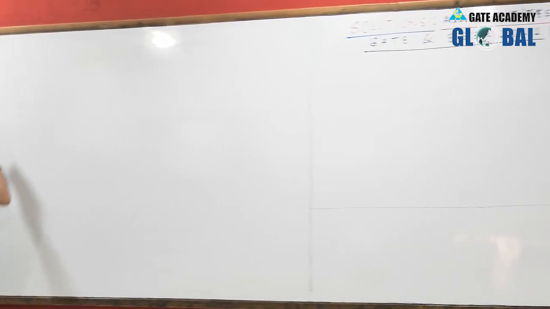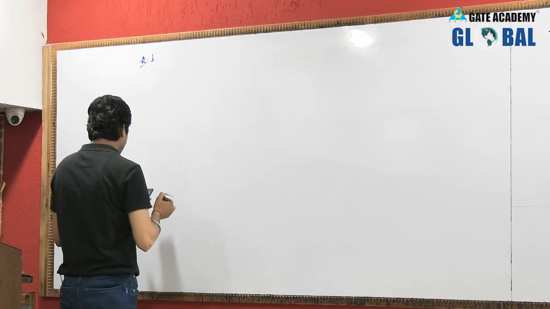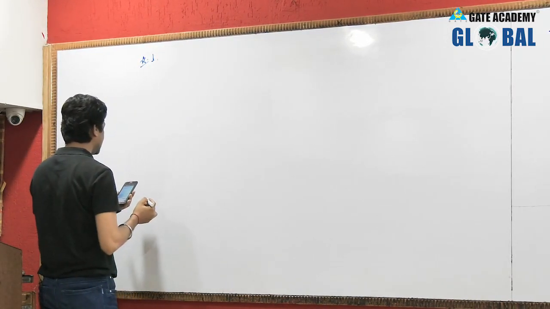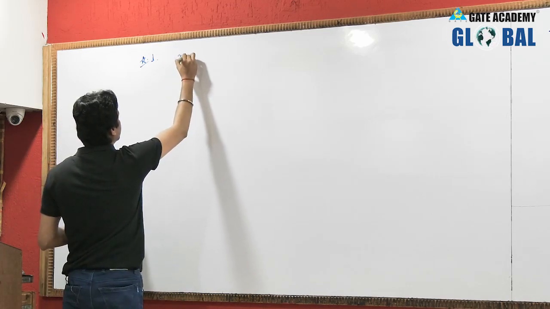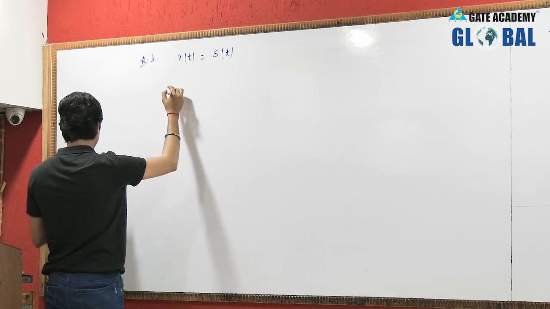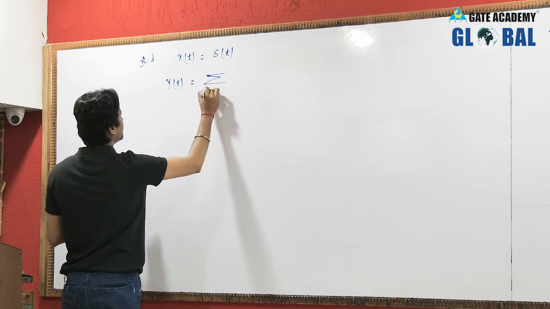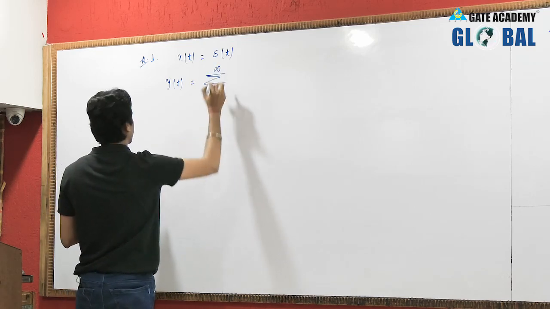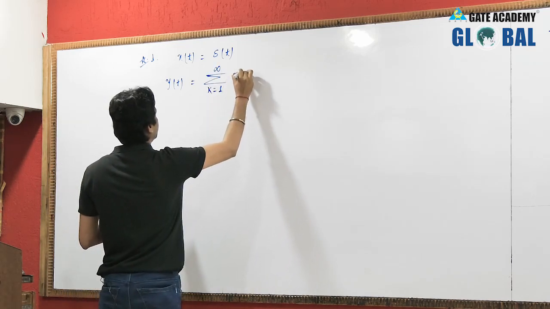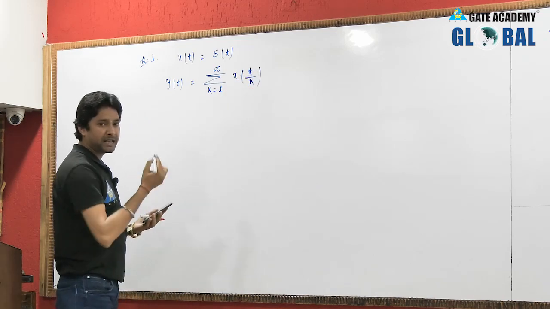The first question is given as: if x of t is equal to del of t, then find the area under the function. It is given that signal x of t is the impulse function del of t, then you have to find out the area under the function y of t, that is given as summation from k equals 1 to infinity x of t upon k. What I really want is to see you playing with the signals.